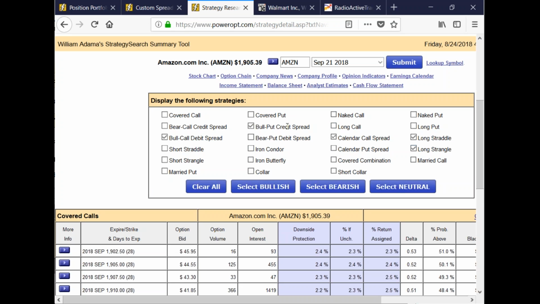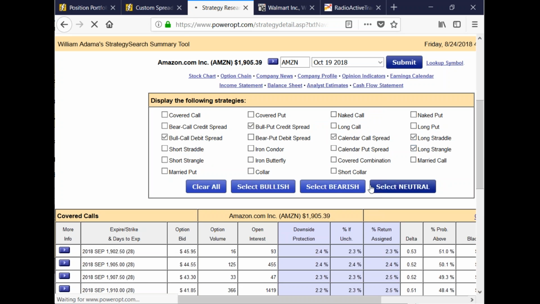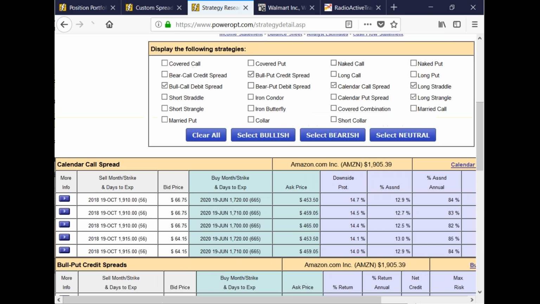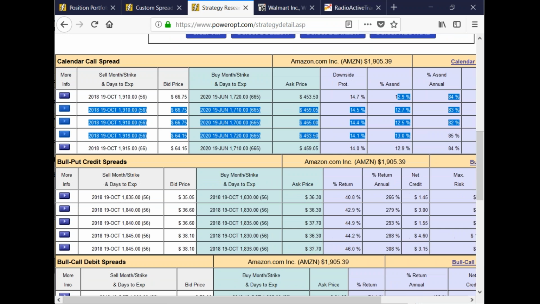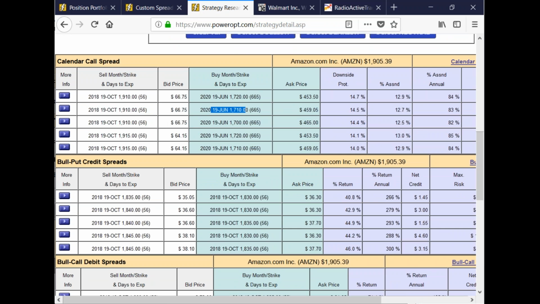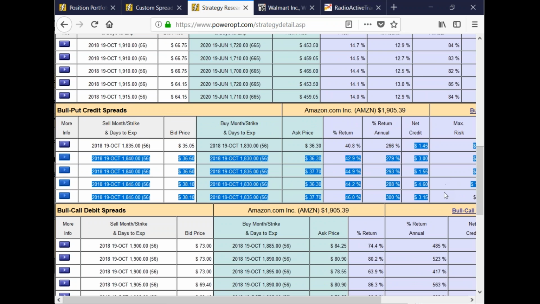Your sentiment's either somewhat bullish, somewhat bearish, or if you're neutral, you would select that. You could select to see all the neutrals, all the bearishes, all the bullishes. A calendar call spread. Yeah, that's pretty much what I would be looking at. So I'll just go ahead and hit submit. Oh, you can change your expiration. Let's go to October since that's where your questions are. So this gives me a breakdown of some of the positions, the percentage return, the calendar call diagonal spreads with October and June options, some of the bull put credit spreads, the net credits, the returns, and the max risk there.